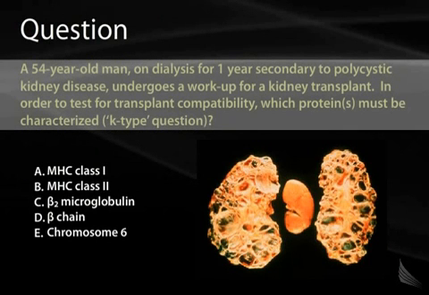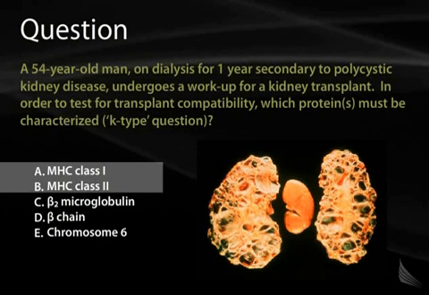So another question we have here: a 54-year-old man on dialysis for 1 year, secondary to polycystic kidney disease, undergoes a workup for a kidney transplant. In order to test for transplant compatibility, which proteins must be characterized? This is a K-type question again, meaning that there are multiple answers. Is it A, MHC class I, B, MHC class II, C, beta-2 microglobulin, D, beta chain, or E, chromosome 6?